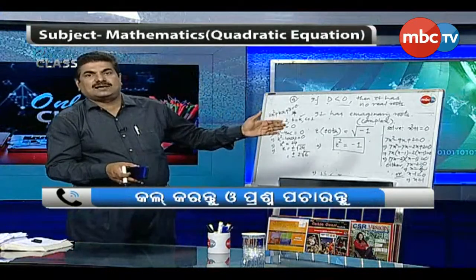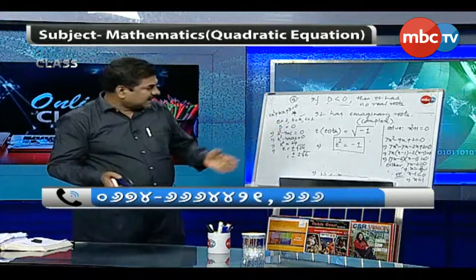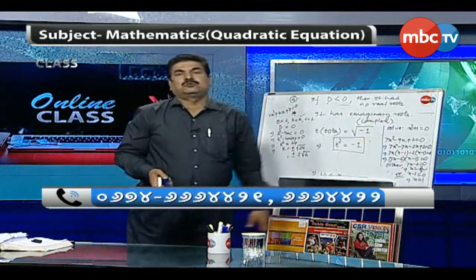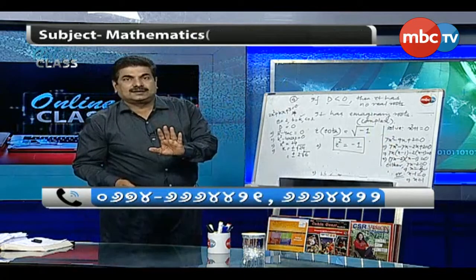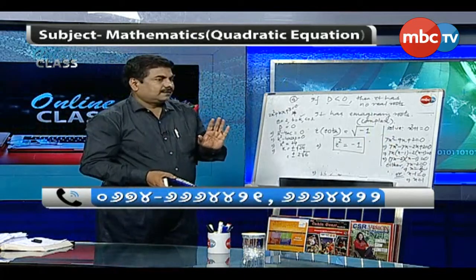That means this is a quadratic equation, so it has two roots. Then one root is x equal to 2 by 7 and the other root is x is equal to 1 dear. Okay?